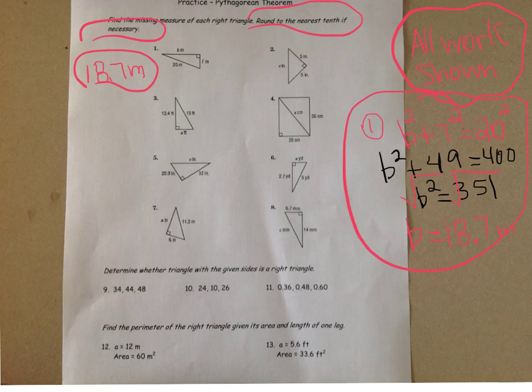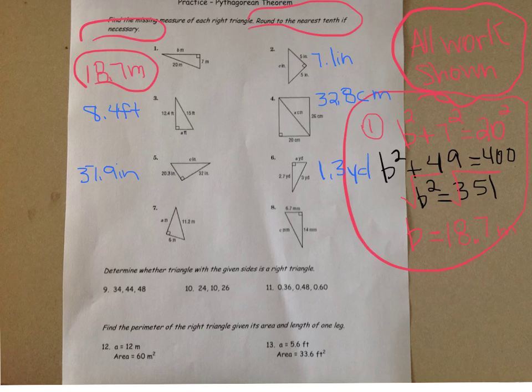Okay, guys, number 2, you should have gotten 7 1/10 inches. Number 3, you should have gotten 8.4 feet. Number 4, you should have gotten 32.8 centimeters. Number 5, 37 9/10 inches.